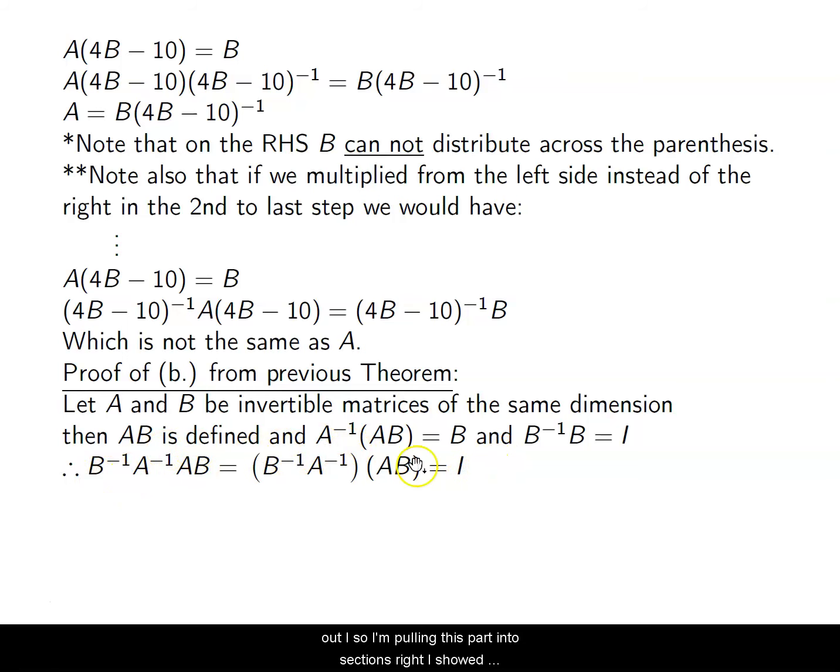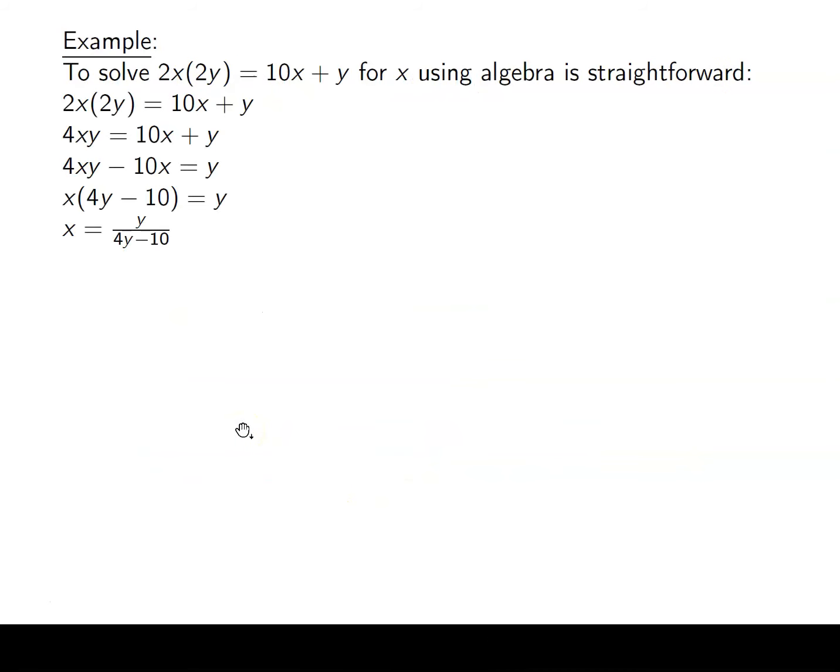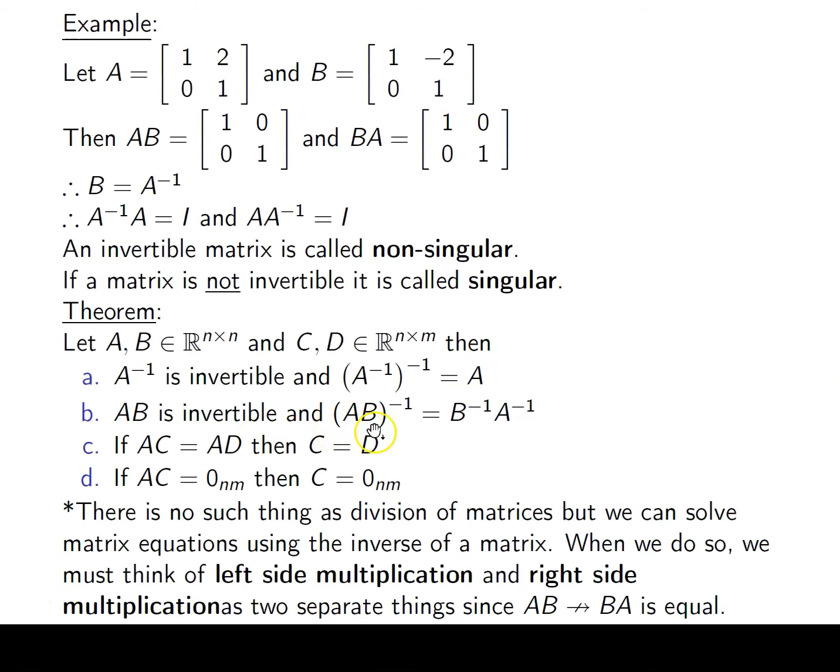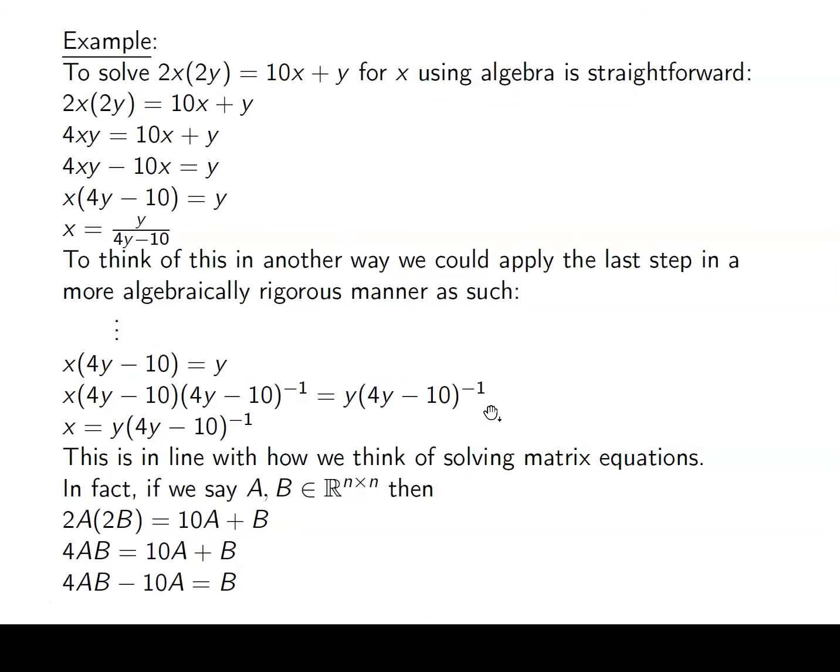So I'm pulling this apart into sections, right? I showed one piece at a time. And so this whole thing, I can then separate into two halves because that's what I'm trying to prove, right? The thing that I'm trying to prove is that AB inverse is the same as B inverse A inverse. I'm trying to show that one is the inverse of the other, okay?